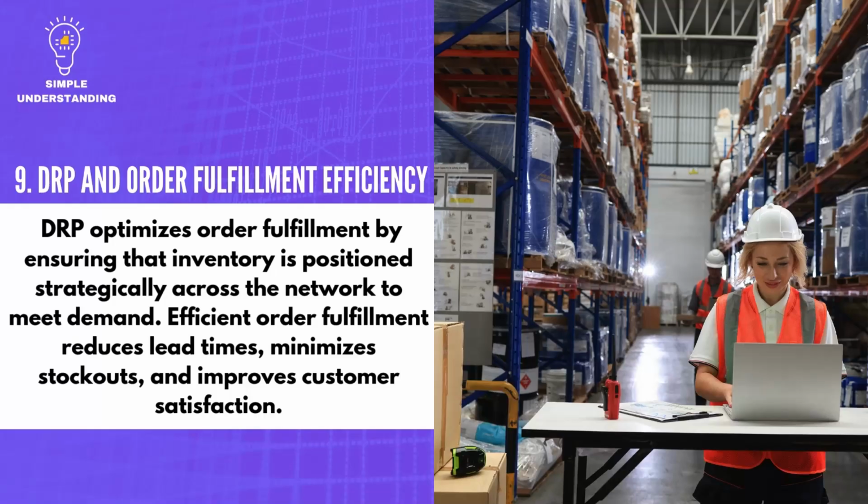9. DRP and order fulfillment efficiency. Explanation. DRP optimizes order fulfillment by ensuring that inventory is positioned strategically across the network to meet demand. Efficient order fulfillment reduces lead times, minimizes stockouts, and improves customer satisfaction.